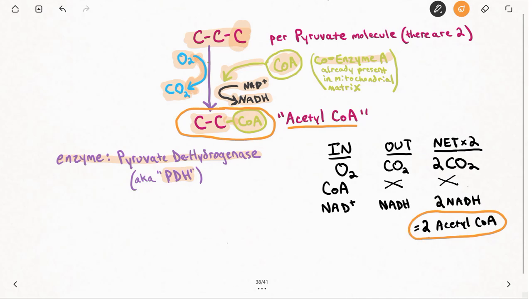So if we take this times the 2 pyruvate molecules we're going to be doing this to, for our net result, we're going to end up walking away with 2 CO2s and 2 NADHs, and then of course our 2 acetyl-CoAs at the very end.